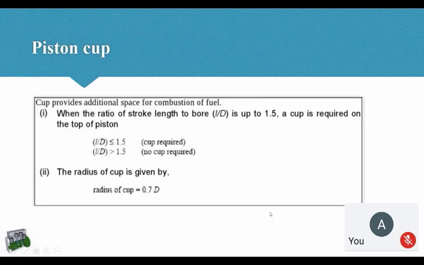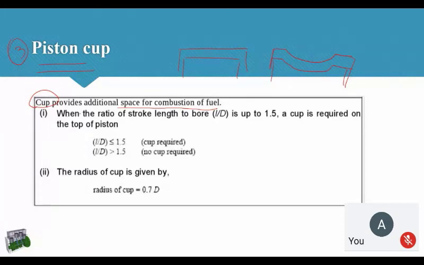Yes, sir. So after deciding about the piston ribs, the next parameter to be designed is the piston cup. See whether the piston would be of flat head as seen in the first figure, or something like this. That is basically decided on the basis of this criteria. Sometimes we need to provide additional space for the combustion chamber.